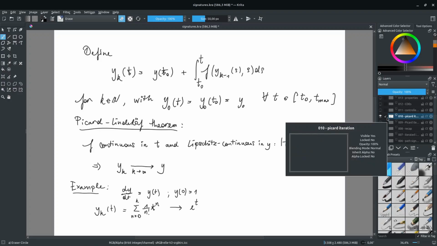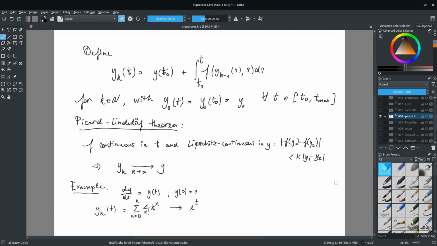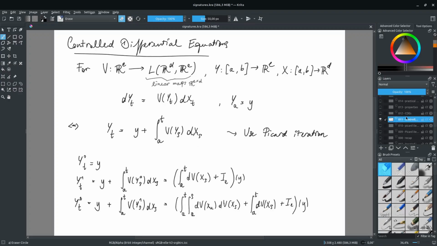So this is good to give you an idea, but the same principle will apply to the signature transform, or at least specific things. So these specific things are called control differential equations. Let's say I have the following. So I have first two paths. So a path x from [a,b] to R^d. That's going to be my driving path. You can think of the input or some external forcing on my system.